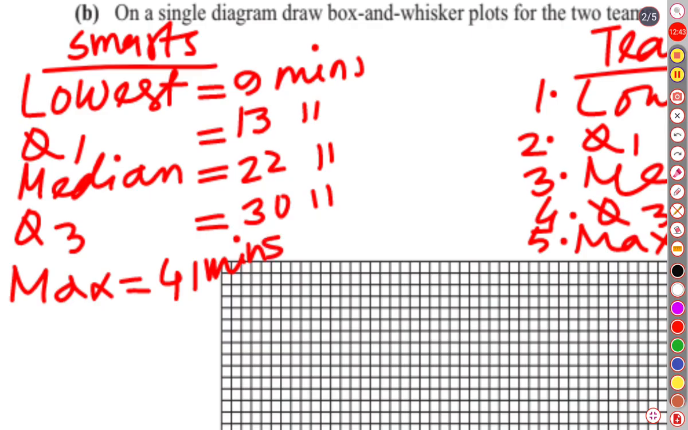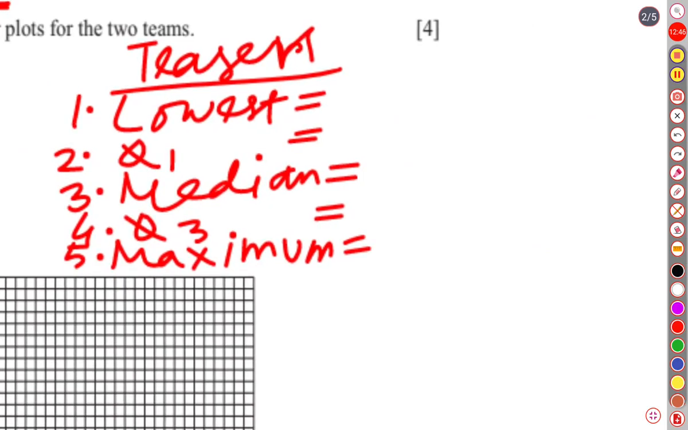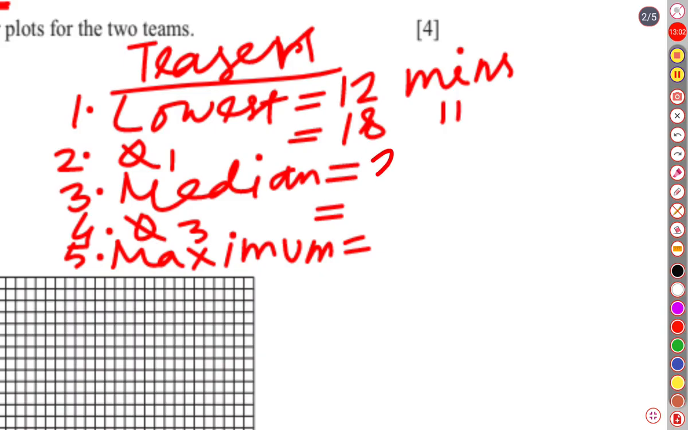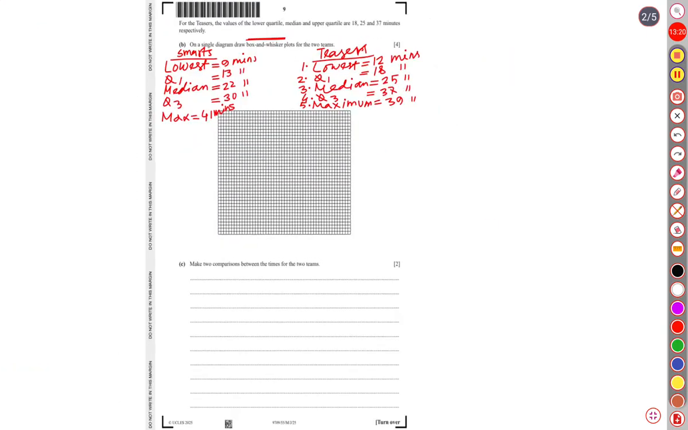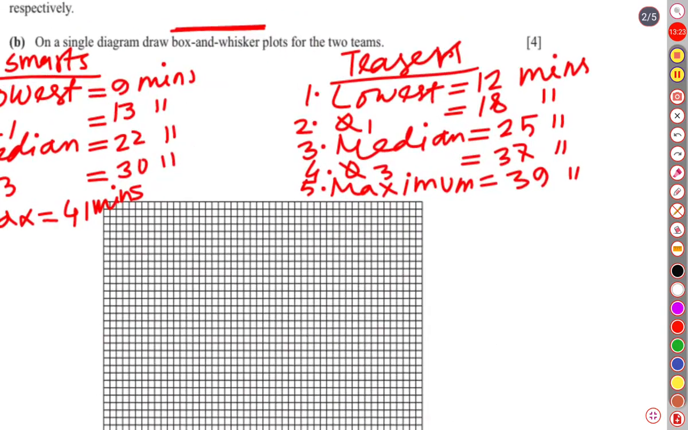For teasers, the minimum value was, we have seen, 12 minutes. Then the lower quartile was 18 minutes. Then the median was 25 minutes, and our upper quartile was 37 minutes. And the maximum value of time was 39 minutes. So that's all the information. Now we are going to draw the box and whisker plot.